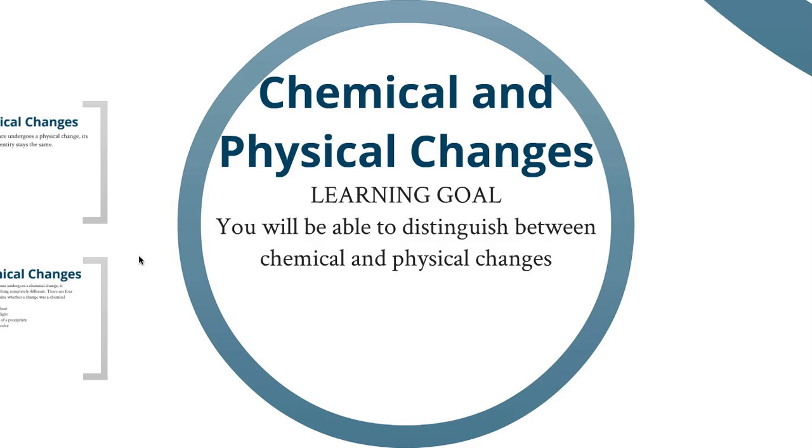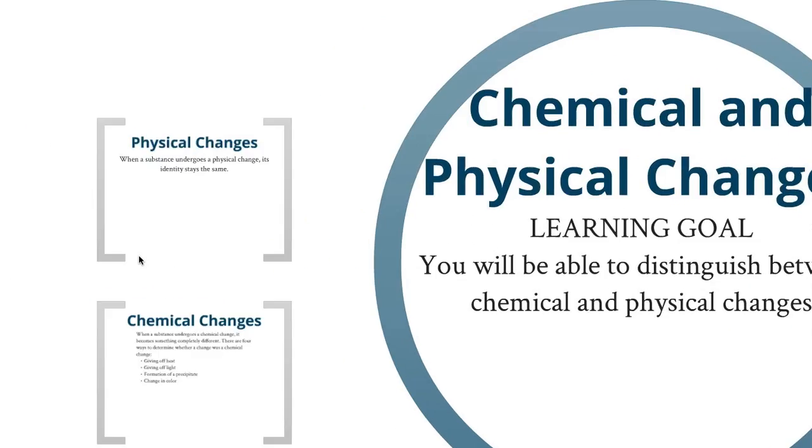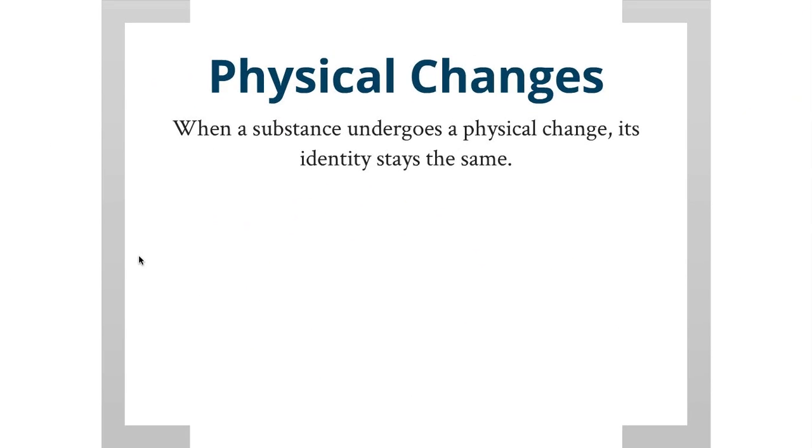You'll be able to distinguish between chemical and physical changes. When a substance undergoes a physical change, its identity stays the same. For example, say you're ripping or cutting something, you're breaking something. That is a physical change.